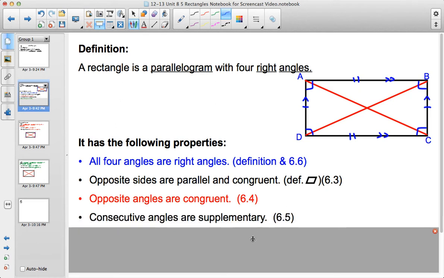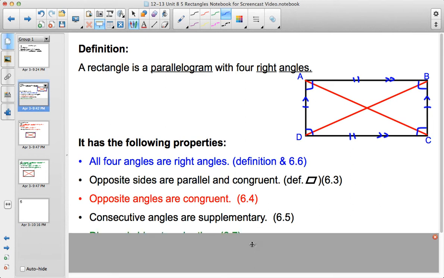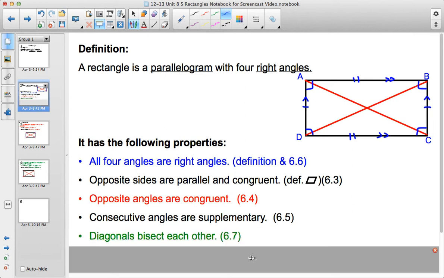And that's the same for this next one, that consecutive angles are supplementary from theorem 6.5. So we know that, for example, A and B, because they're consecutive, must be supplementary, and that's 90 plus 90 equals 180. B to C are supplementary, C to D would be supplementary, and D to A supplementary, since those are all consecutive angles. And then finally, diagonals in all parallelograms will end up bisecting each other.